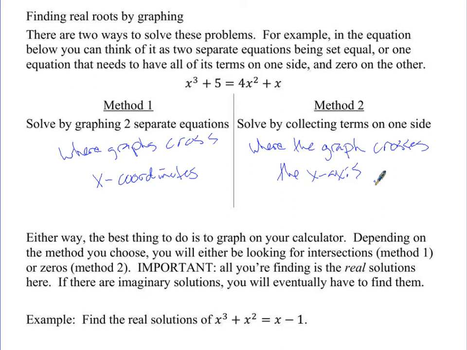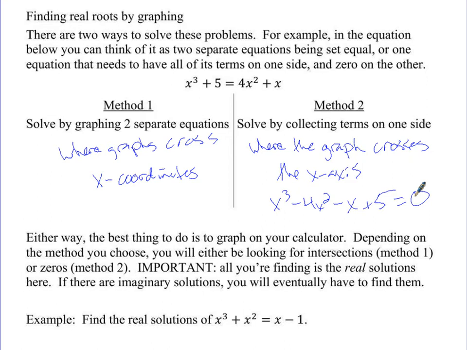And then again, you'd just be using the x coordinates. The y coordinate in that case would be 0. And the polynomial on this one would be x to the 3rd minus 4x squared minus x plus 5. You'd set that into your calculator and then find where it crosses the x-axis.